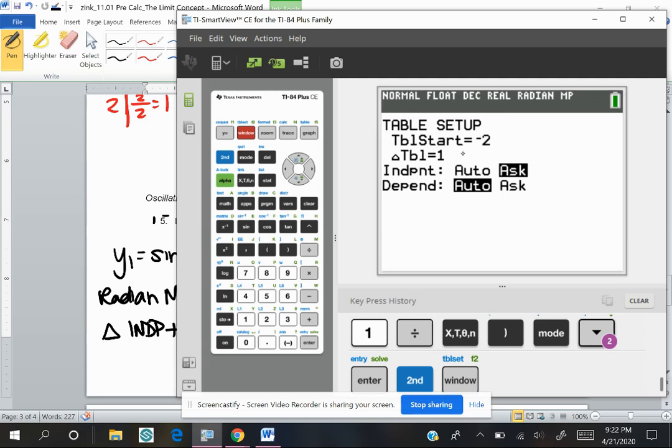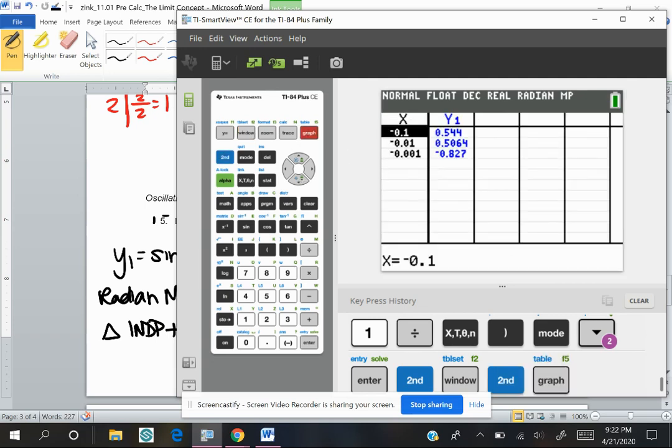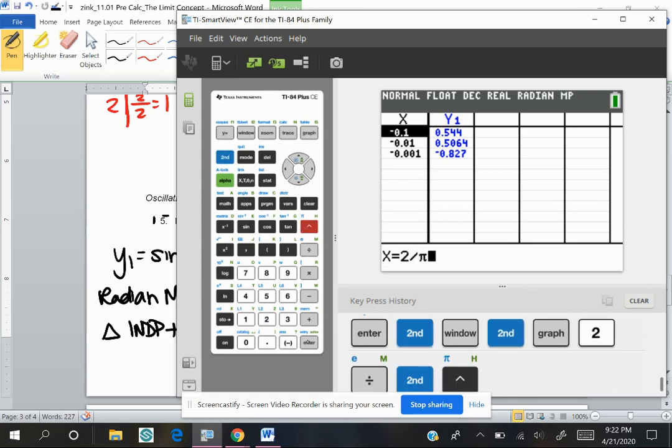Second table set, I'm already at ask. Now you'll see they already have numbers in there, so you can reset your calculator to clear them out, or you just type right over it. So I'm just going to type in 2 divided by pi and hit enter. Then I'm going to type in 2 divided by.